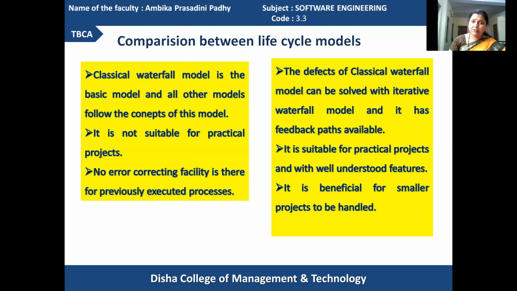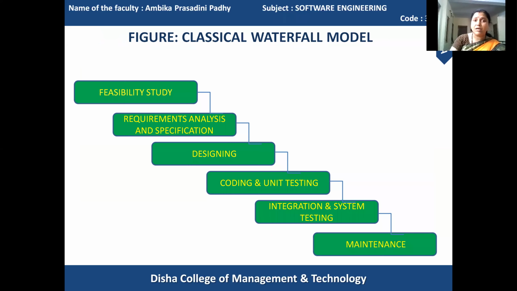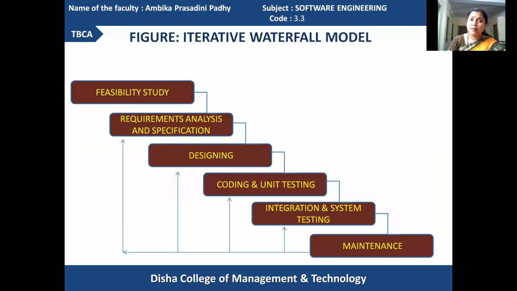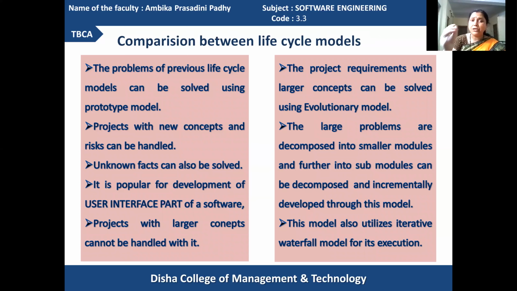So how can it be solved? There is another point. If the concept is unknown, if a particular system has not been developed previously by any developer, then how can it be developed? To solve this problem, we can go for another life cycle model, that is the prototype model. The prototype model solves the problems of previous life cycle models like the waterfall models, in which new concepts, new features, and smaller risks can be easily handled.